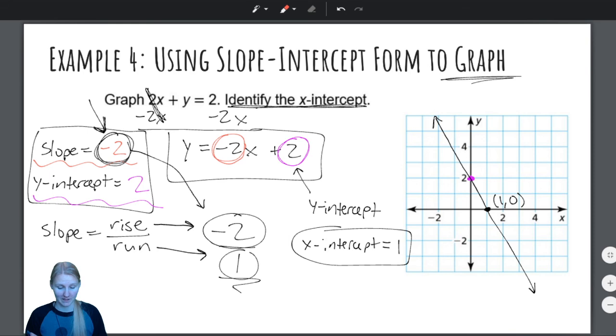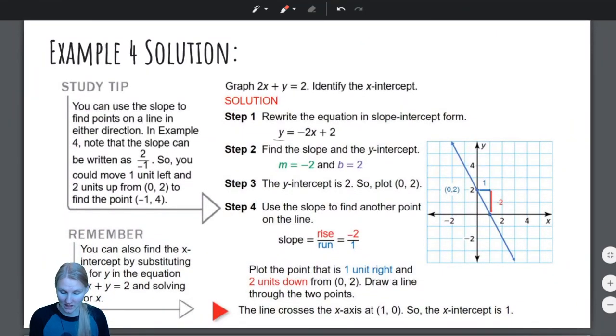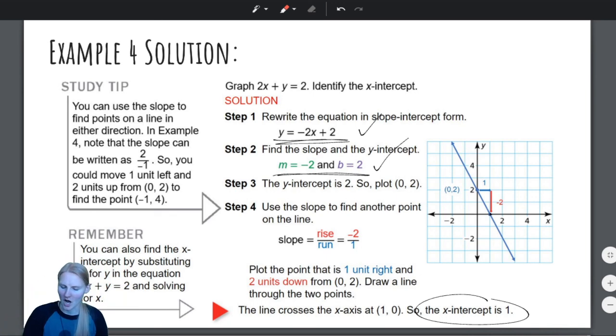Okay, awesome. Let's check and make sure that we were right. Rewrite the equation in slope-intercept form. Find the slope and the y-intercept. Plot 2, rise -2, and run 1. And draw another point. Connect the dots. X-intercept is 1. Boom! Awesome. We were right.